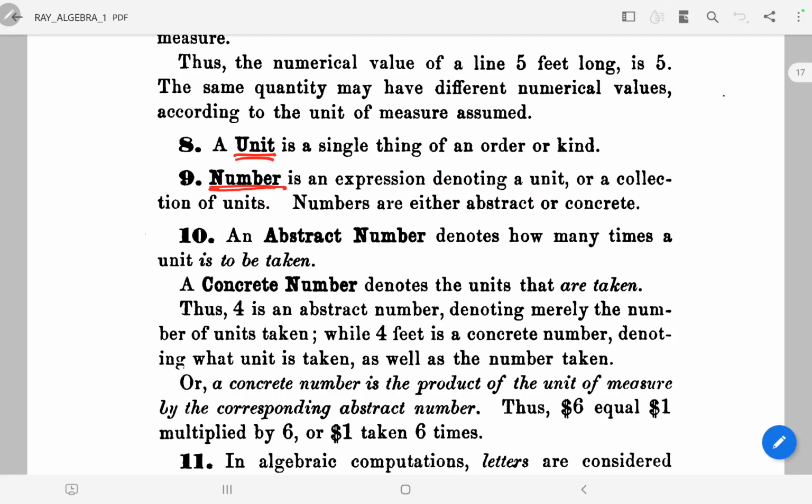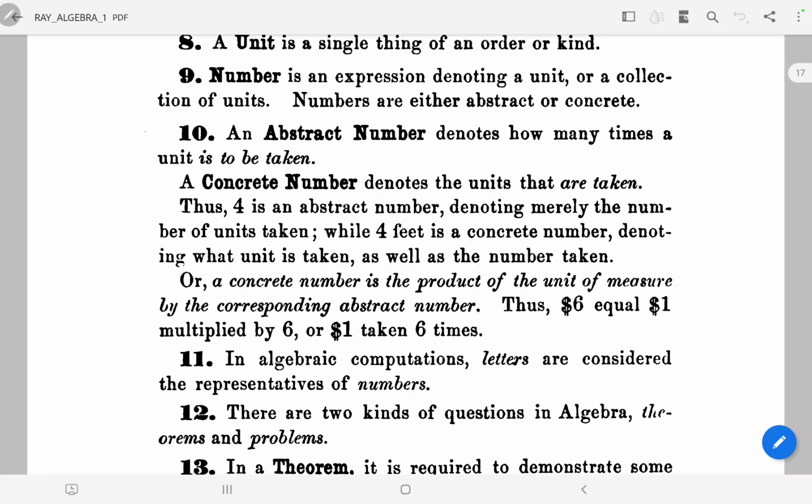And here we learn in Article 10, I should say, it's got two parts to it. We learn that there are two kinds of numbers. Numbers divide into abstract and concrete. Abstract number and concrete number. We read in Article 10, an abstract number denotes how many times a unit is to be taken.